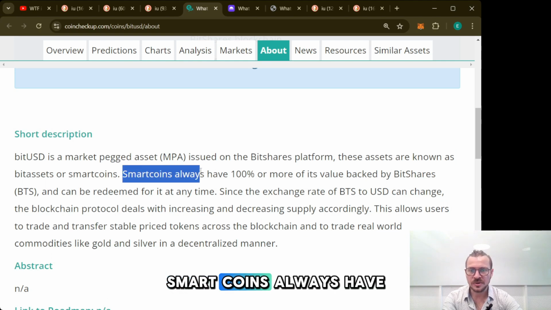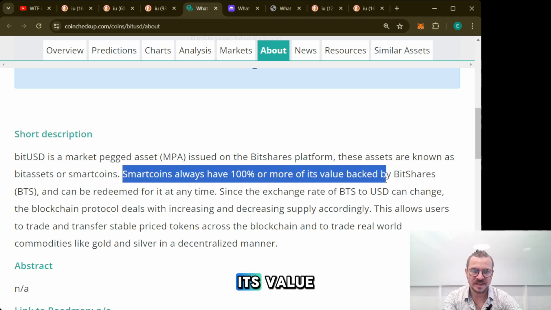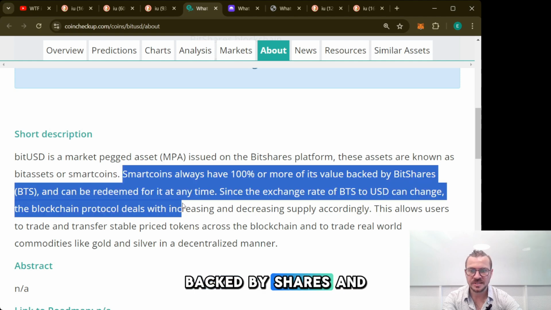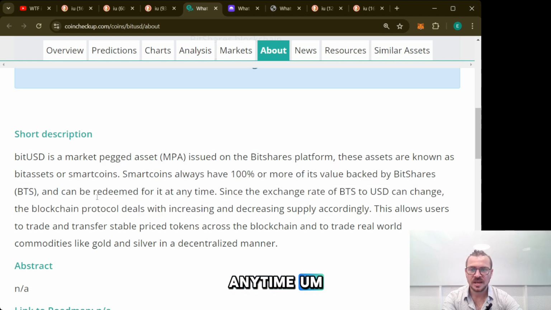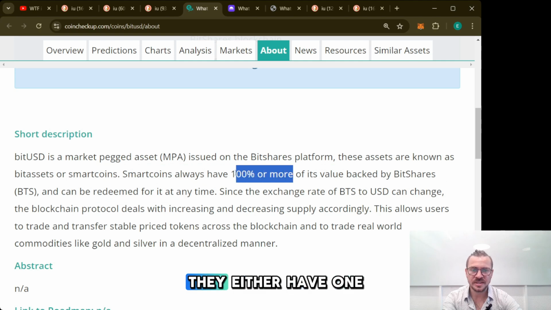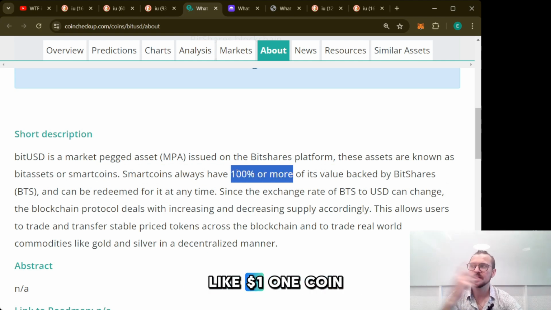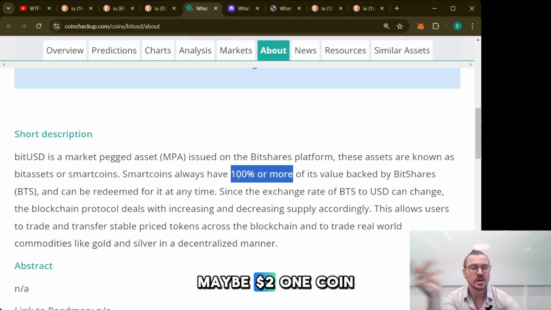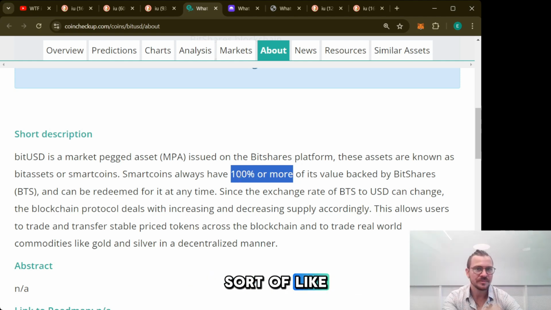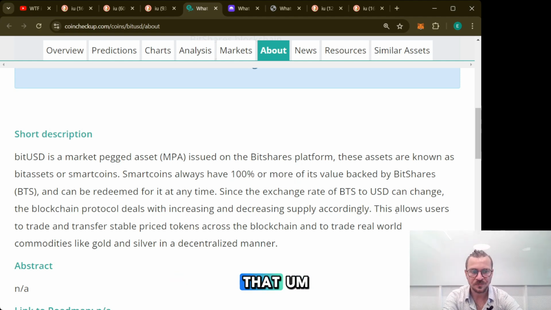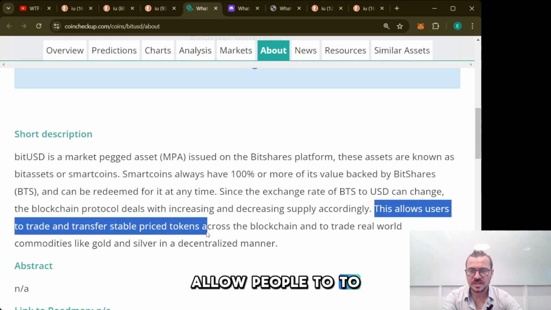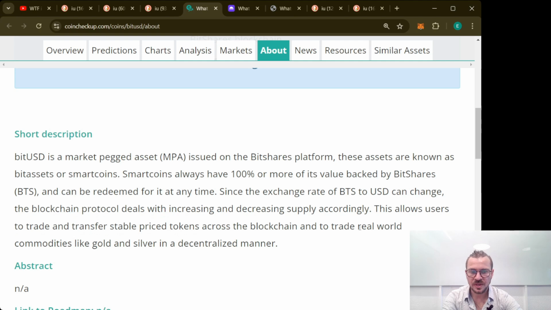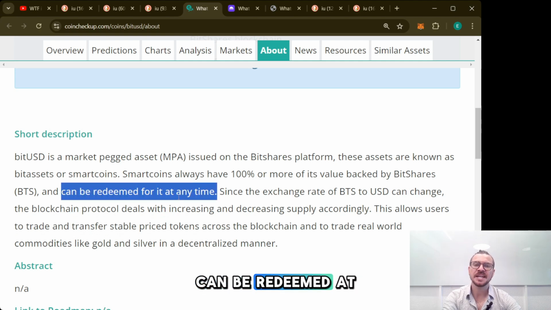Here you go. Smart coins always have 100% or more of their value backed by shares, and they can be redeemed anytime. So like I said, in this situation, they either have 1 for 1, like $1, 1 coin, or they have more, maybe $2, 1 coin, in case there's some sort of market crash or something like that. A lot of these allow people to, let's see, where is it? Oh, here, this is what I was looking for. Can be redeemed at any time.